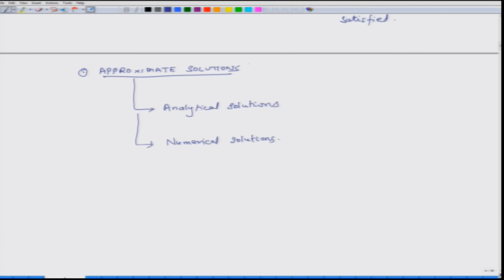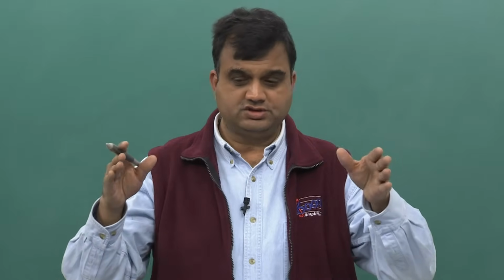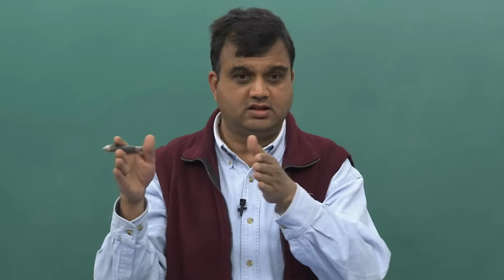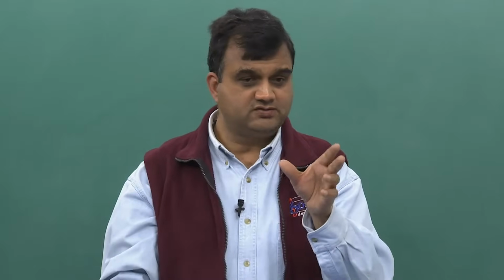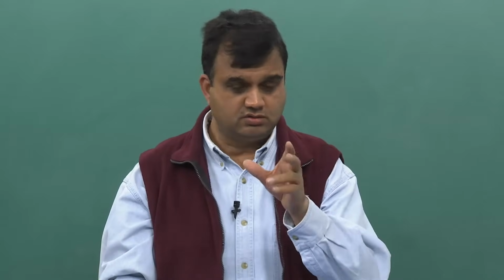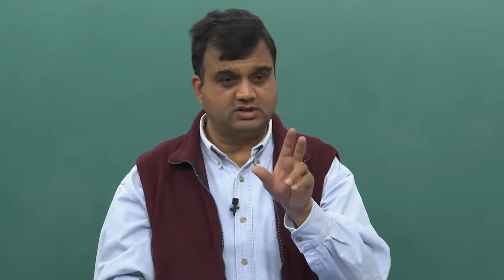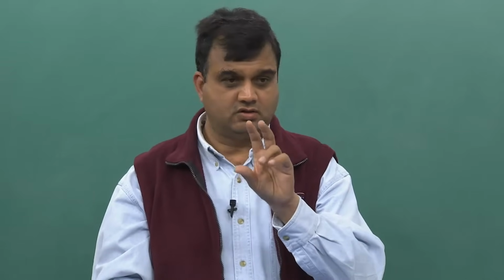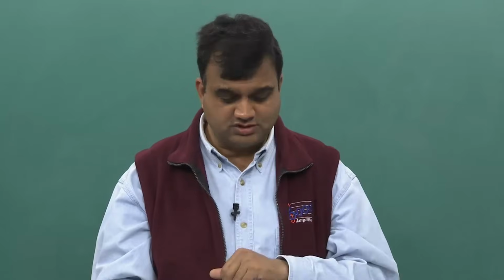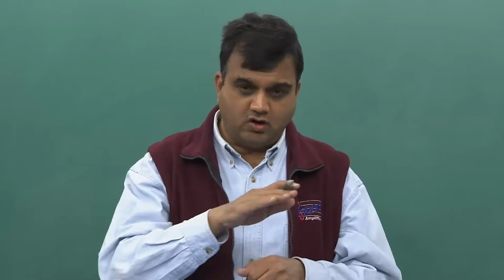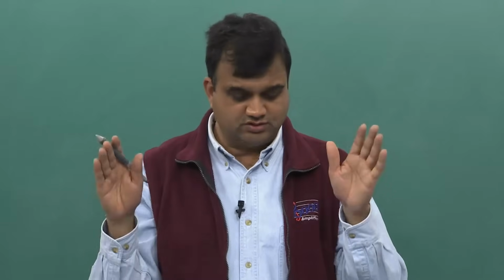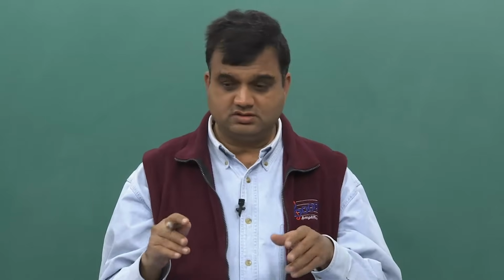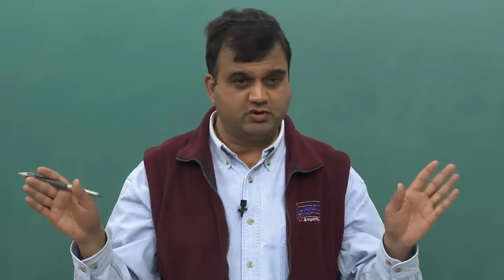Now in exact solution, the error, and what is the error? If you have a governing differential equation, the difference between the right hand side and the left hand side, that difference will always be 0. If the difference is not 0, then that is defined as the error of the solution. In exact solution, for all points, the error is 0. In approximate solutions, the error is not 0 at most of the points.